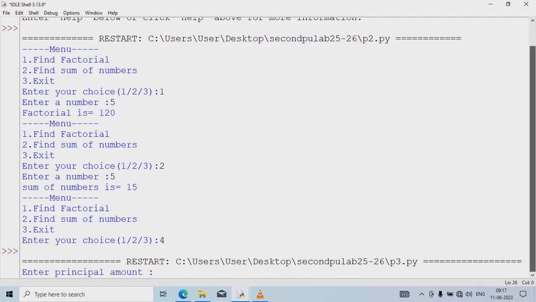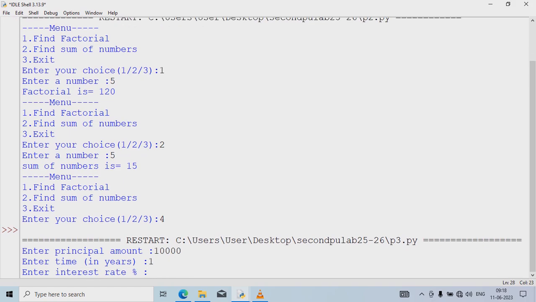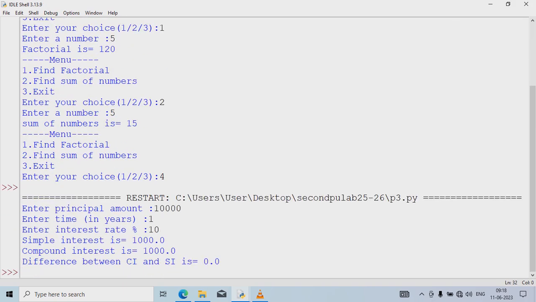See execution part, it is asking enter principal amount. Then I am going to write 10,000 as an example. Then year I am going to say 1. Then percentage I am going to say 10. It's easy to calculate. See now it has calculated simple interest as 1000 and compound interest also 1000. There is no difference between interest calculation, because interest will be calculated for 1 year. So if you keep for 1 year, simple interest is the same, compound interest also the same.